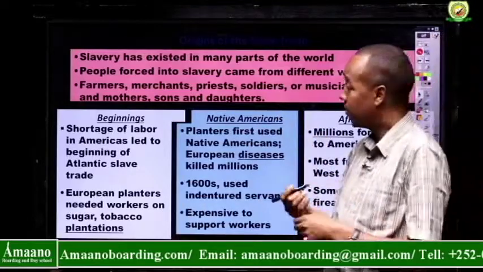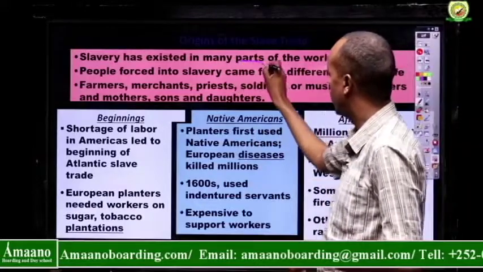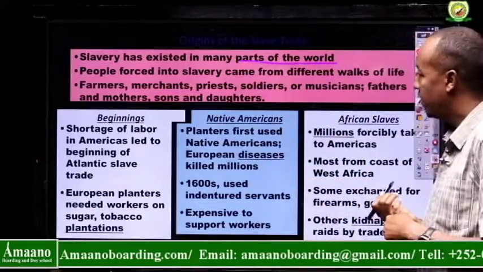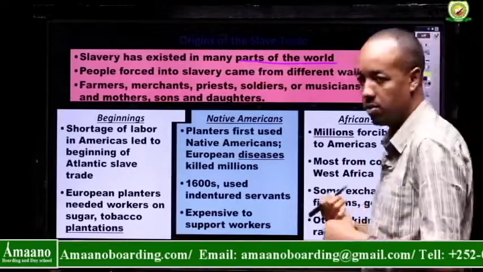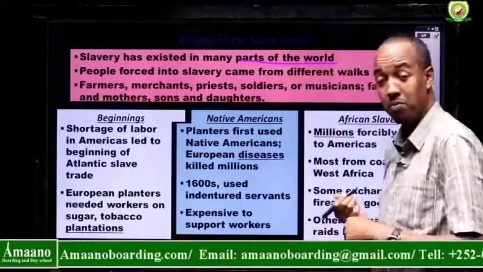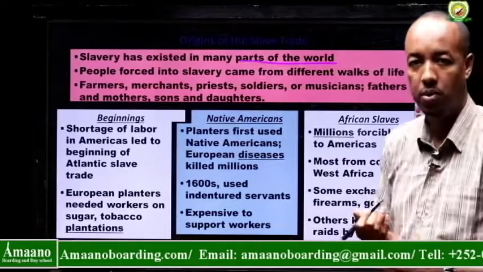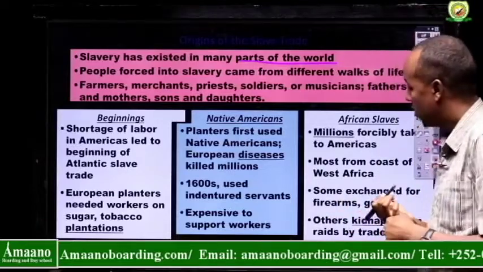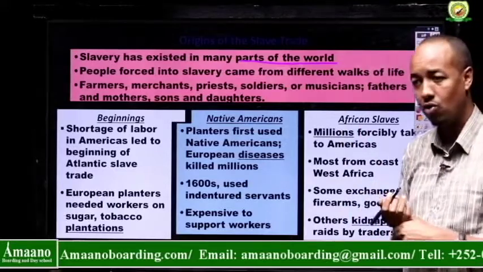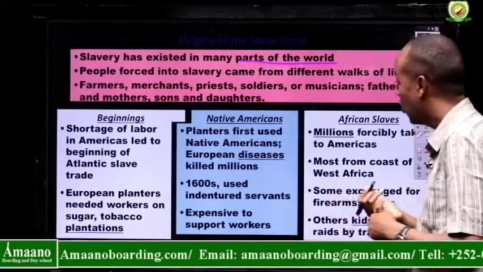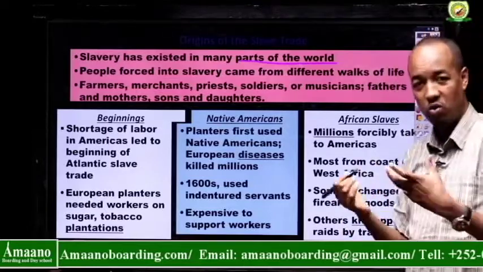So we have already stated that slavery had existed in many parts of the world. People forced into slavery came from different walks of life. They had different professions. Some of them were farmers, some were merchants and traders, some were priests who used to preach religion, some were soldiers, some were musicians, fathers and mothers, sons and daughters. All those people were enslaved.